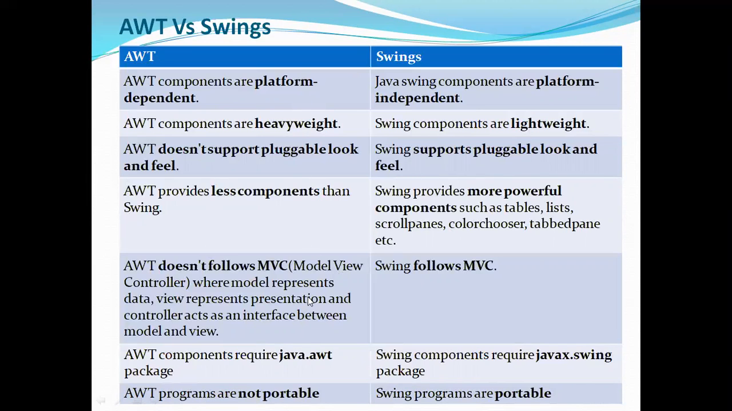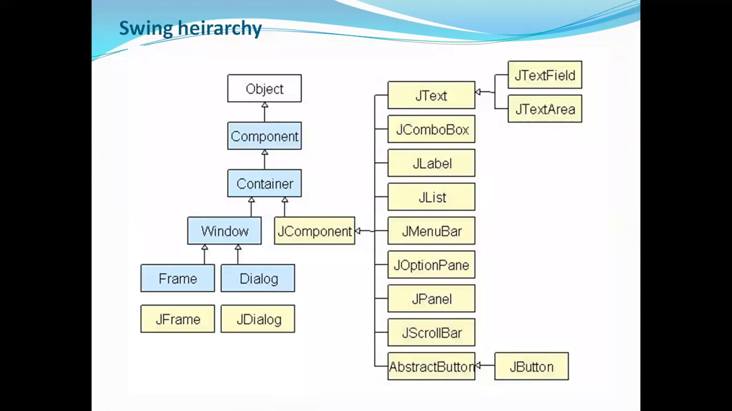In the previous session we saw how to create window-based applications using AWT. Now in this session we'll see some components of Swings. So let's start. First of all, we'll see the Swing hierarchy, as we saw the AWT hierarchy. As we all know, the major superclass is the Object class. Under that, we have the Component class. Under that, we have the Container class. In that, we have Window, Frame, Dialog, and JComponent.